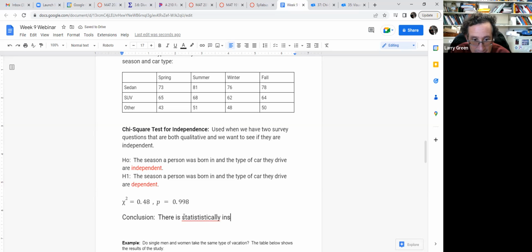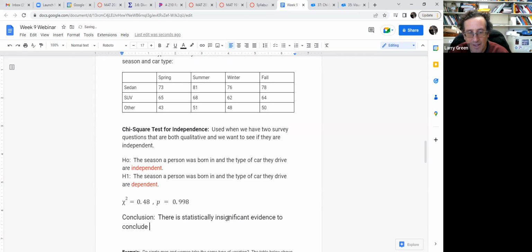Statistic. That's too many STIs. There we go. Insignificant. Evidence. To conclude that, and the good news is, I can just take H1. I can copy it. I can paste it. Make that "the" and make it lowercase. There is statistically insignificant evidence to conclude that the season a person was born in and the type of car they drive are dependent.